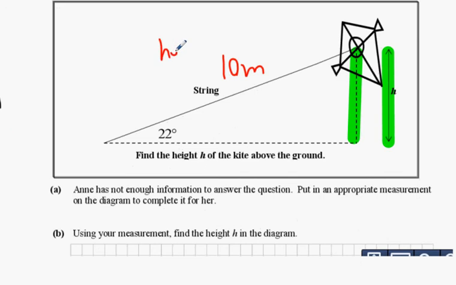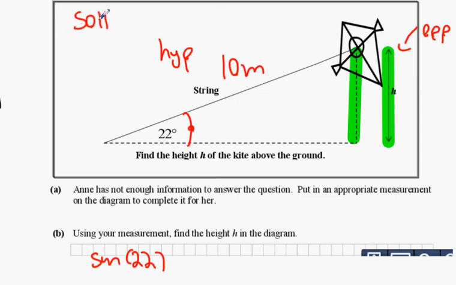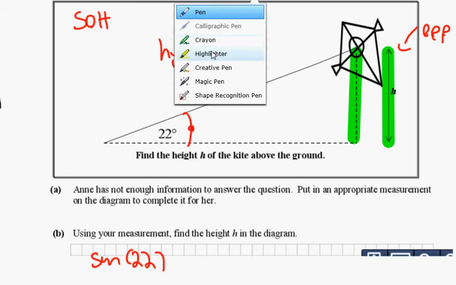We have the hypotenuse and we're looking for the opposite. Using your measurement, find the height in the diagram. You could have a different answer that works perfectly, by the way. You could do this several different ways, okay? So what about this? It's going to be sine 22 equals, remember opposite and hypotenuse? You're using SOH.